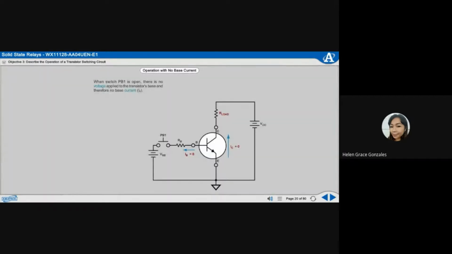When switch PB1 is open, there is no voltage applied to the transistor's base, and therefore no base current. Without a base current, there is no output or collector current, and the transistor is said to be in cutoff. Therefore, no current flows through the load resistor. In other words, the transistor behaves like an open switch.